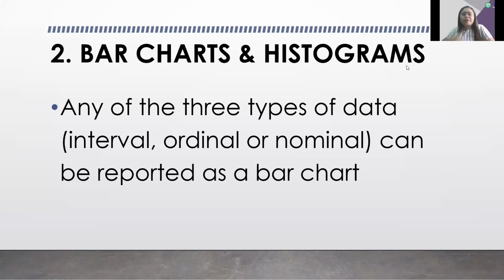Now, aside from using numerical table, we can also use graphical presentations, okay? Graphical presentation. So we have here the bar charts and the histograms. These are examples of graphical presentation. Now take note that, going back to the table, the types of data that can be presented, all of those: you can present interval, ordinal, or nominal data using a numerical table. That is also true for bar charts and histograms. We can also present interval data, ordinal, or nominal here.